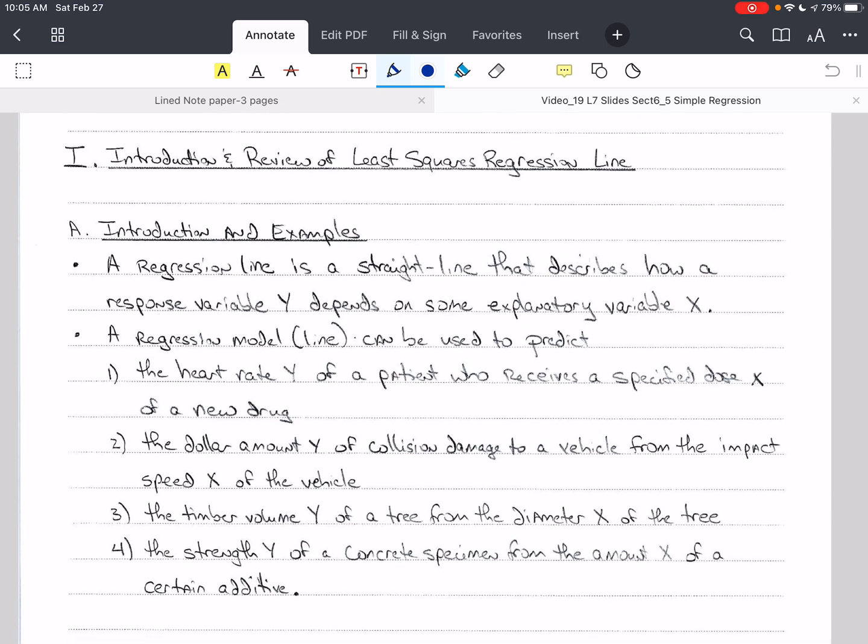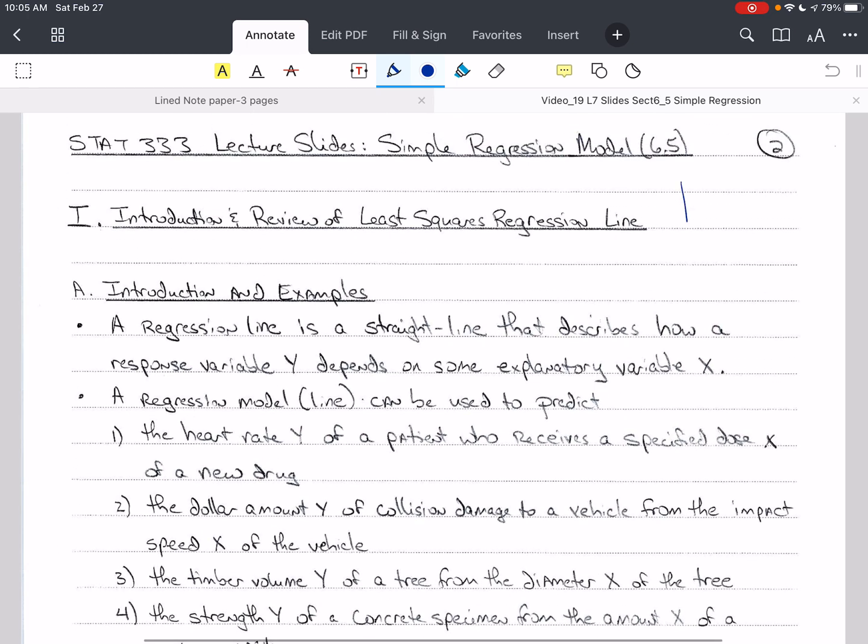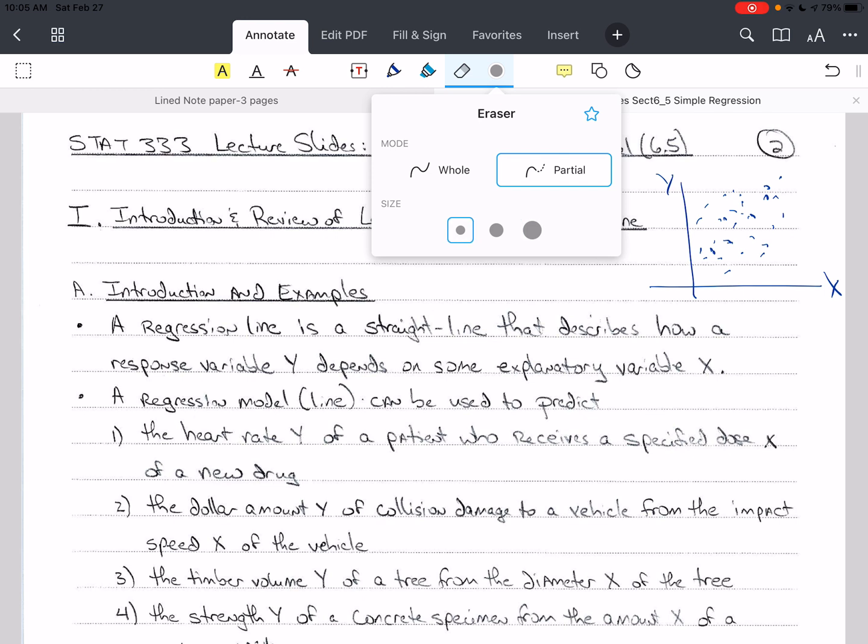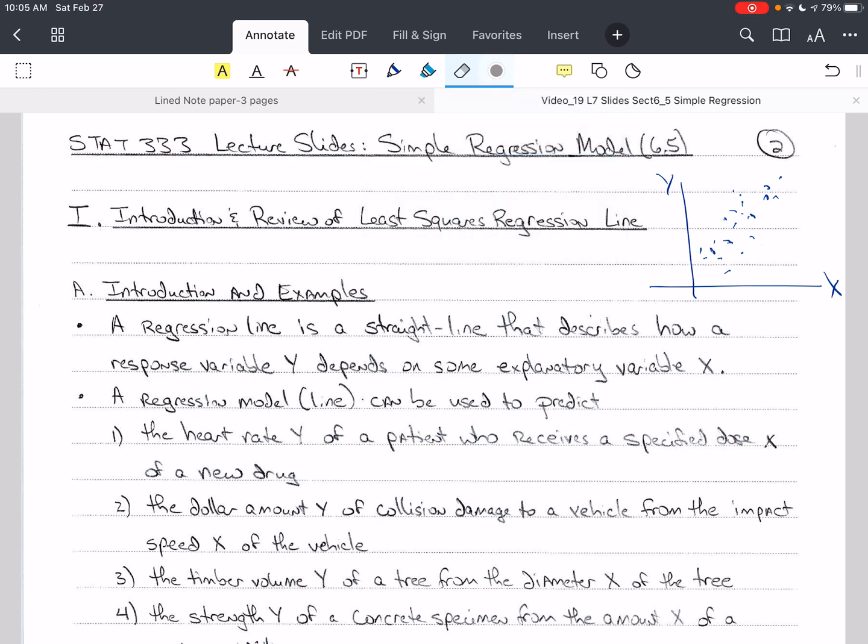So recall that a regression line is a straight line. For simple linear regression, it's a straight line that describes how a response variable depends on some explanatory variable x. So we can have a scatter plot where we have x and we have y, and the actual points, depending upon the strength of the association. Let's make this a little stronger. Okay, so with that, the linear regression line is the line that goes through these points, the best fit line through these points, and it's not easy to draw by hand, especially for me. So this is the regression line.